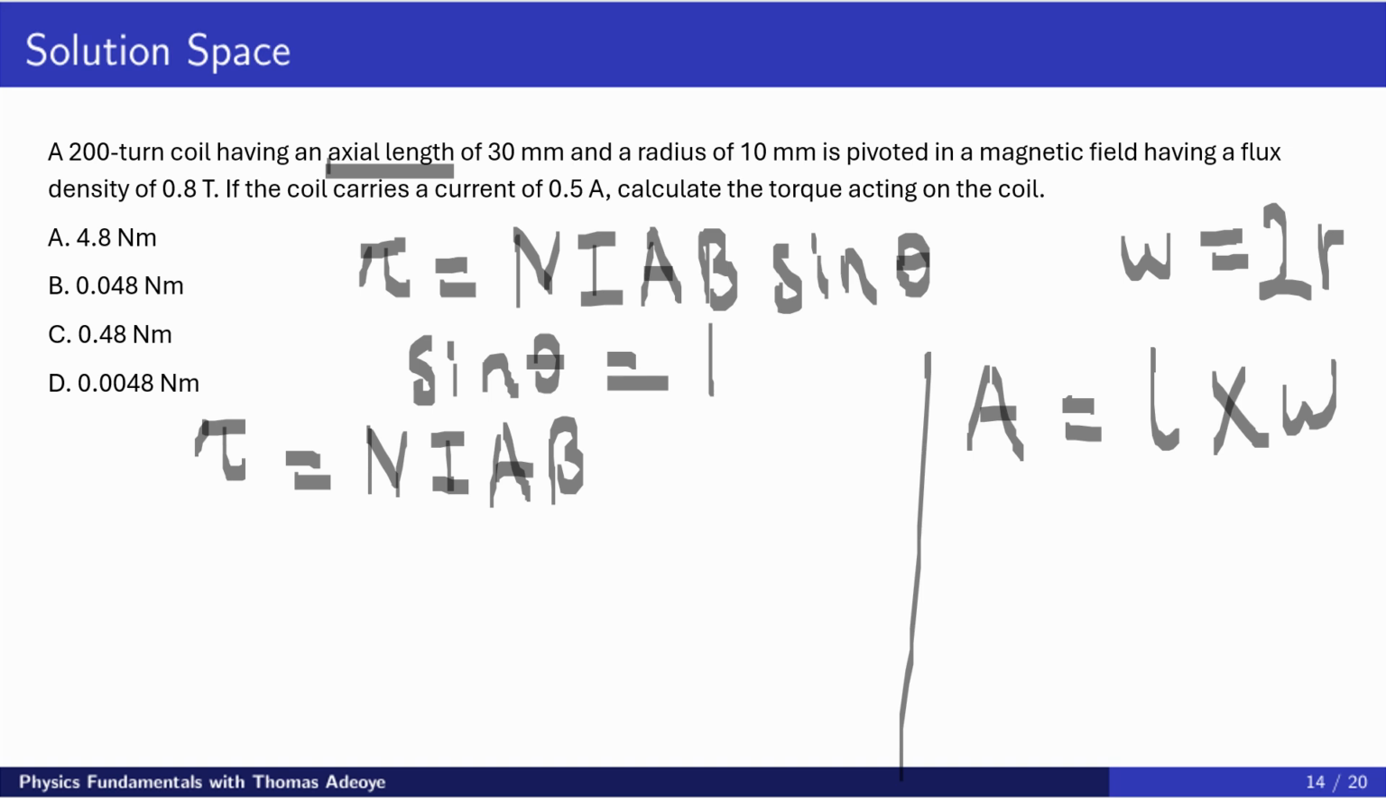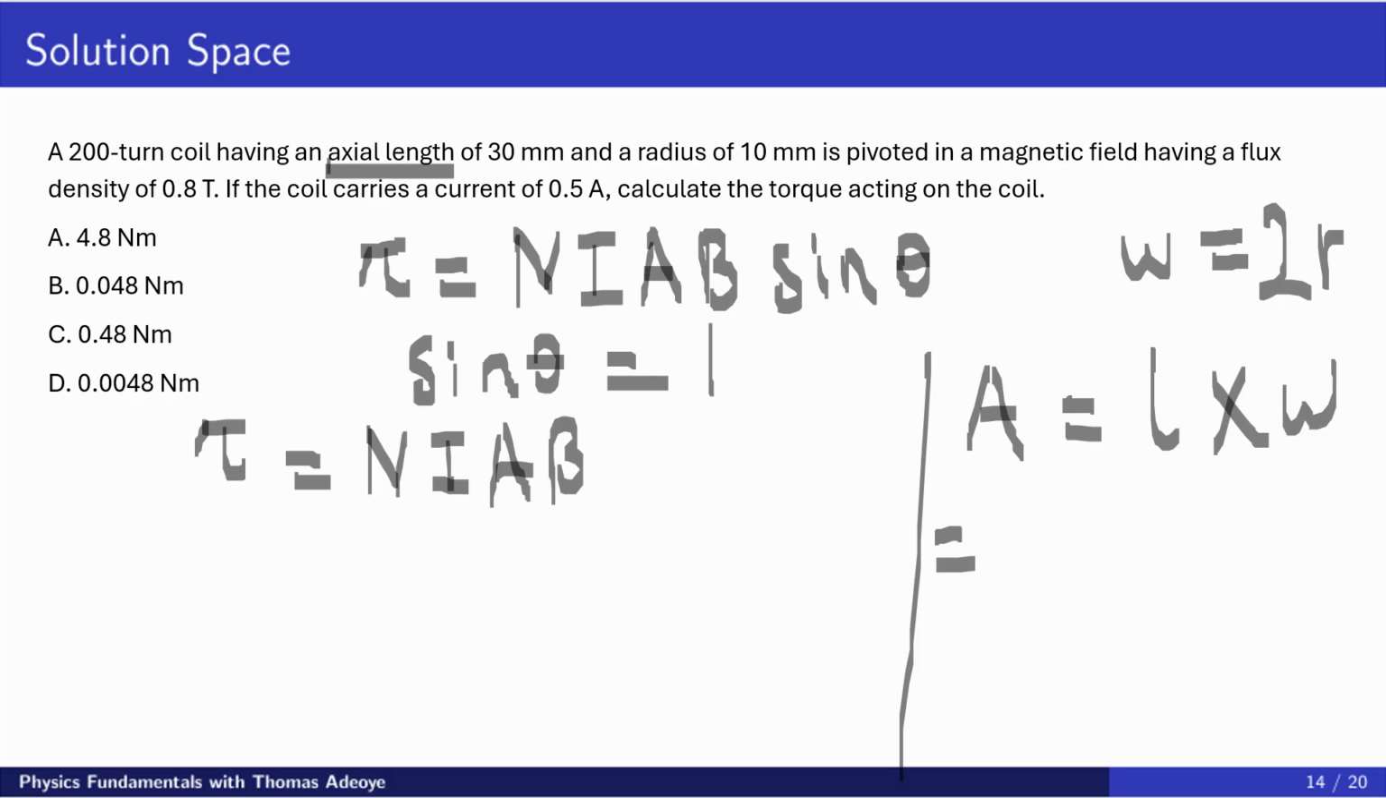Are you with me? Okay, so if it is a circular coil, the formula would have been A equals pi r squared. But because it is a coil with an axial length, then it will be length times width. But that width is 2 times radius. And now we have the length was given to be 30 millimeter.